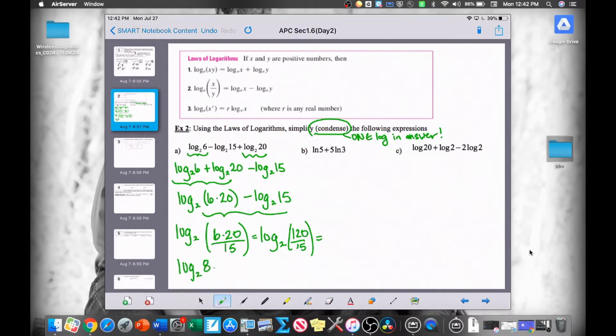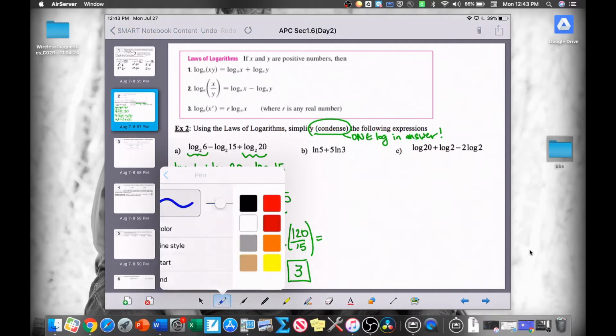And really, if we change form here, this is asking us 2 to what power gives us 8, which we know is 2 cubed, or 3. So completely condensed, this expression actually wasn't a log at all. It simplified to a whole number. The answer was 3. Let's take a look at letter B.